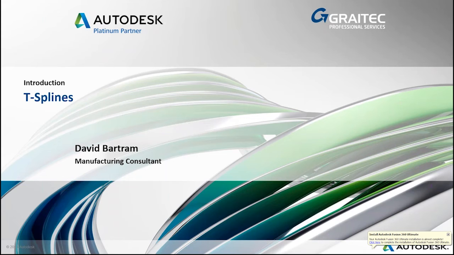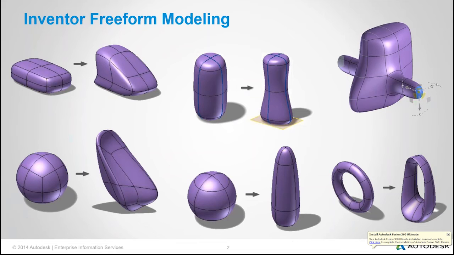I thought I'd start off by going through a little presentation explaining about T-Splines and how they can be used in Inventor. So freeform modelling basically incorporates T-Splines. You can create a variety of different shapes in a faster, more efficient way than you perhaps used to be able to do.